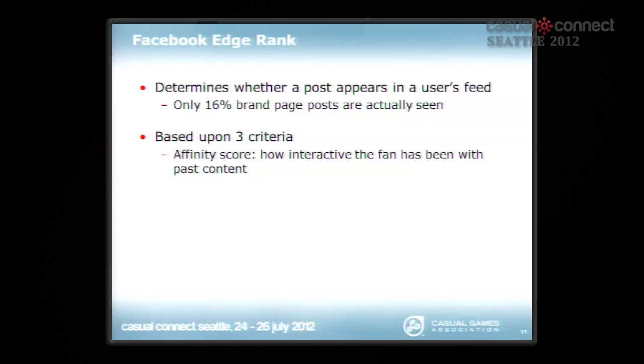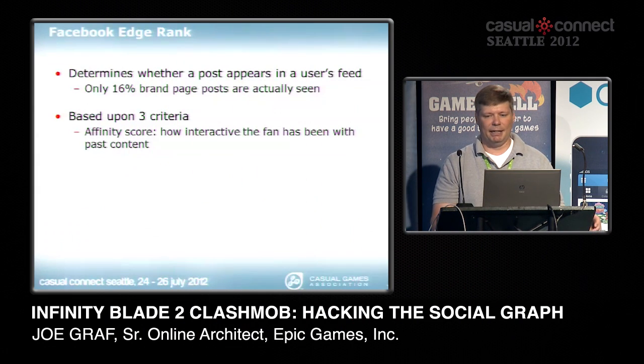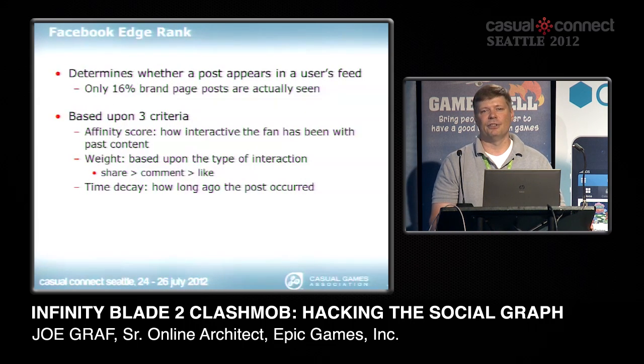Now, the EdgeRank algorithm is based on 3 criteria. The affinity score, which is how interactive the fan has been with the page. So if they're very active and they respond to your page a lot, then they're more likely to see the content you post on your brand page. There's also a weighting algorithm based off the type of post or interaction that you're doing, whether it's a share, a comment, or a like, as to whether or not it appears in someone's feed. And then there's a time decay function so that really old content doesn't appear in someone's feed.